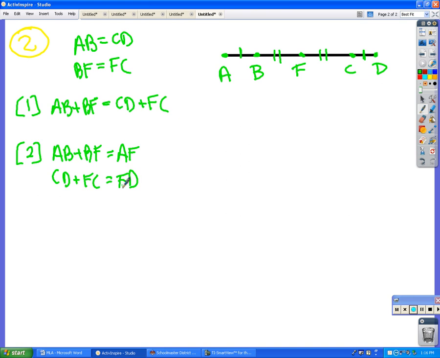So, oh, it's a multiple choice thing, huh? Yeah. I didn't even notice that. So what do we go with? D. Okay, D, because we've got AB plus BF equals AF, FC plus CD equals FD, and AB plus, yeah, those work out, so that is the answer choice D.